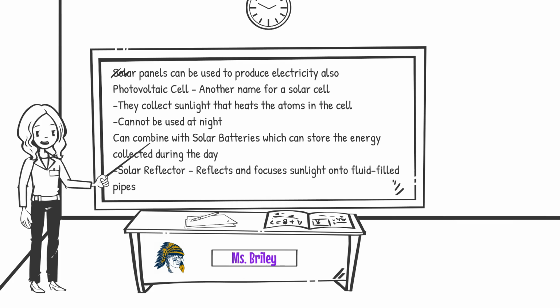Photovoltaic cell: it is another name for a solar cell. They collect sunlight that heats the atoms in the cell, and it cannot be used at night. They can combine with solar batteries, which can store the energy collected during the day. A solar reflector reflects and focuses sunlight onto fluid-filled pipes.